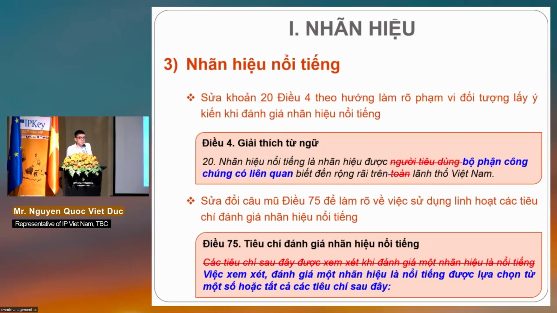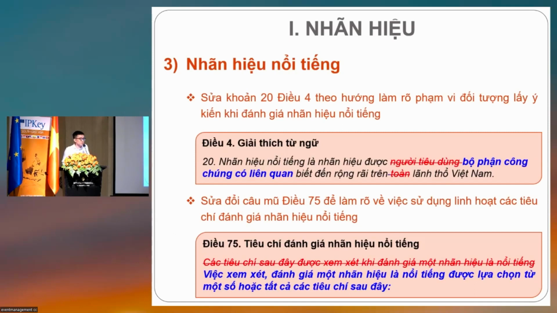The third point is well-known trademarks. So the well-known or the famous trademark actually is not changed very much, but it is just changed in the way that it will become clearer. So talking about the meaning of the words, of the terms, so when we use, the users can know it widely across the country of Vietnam.